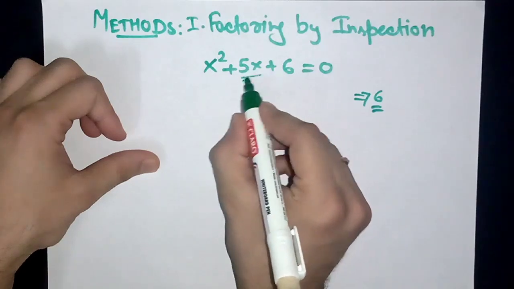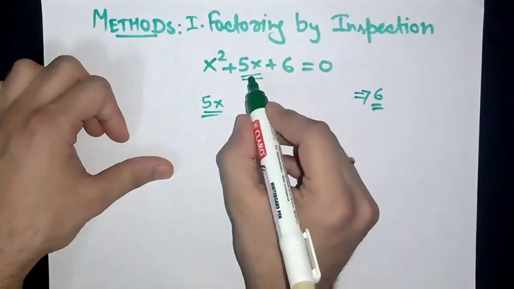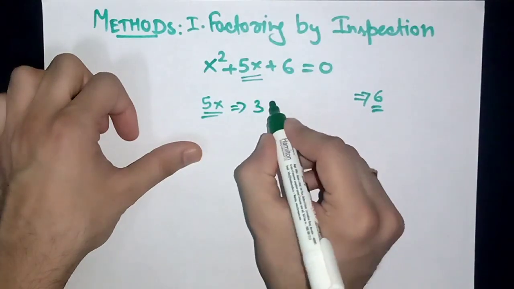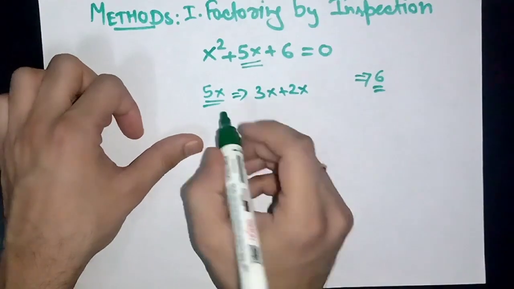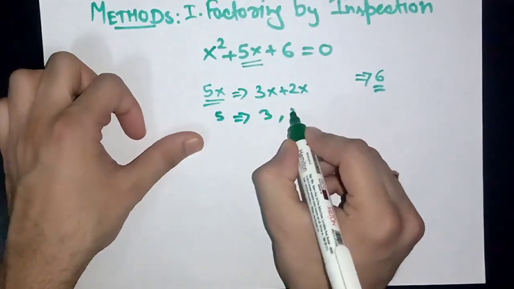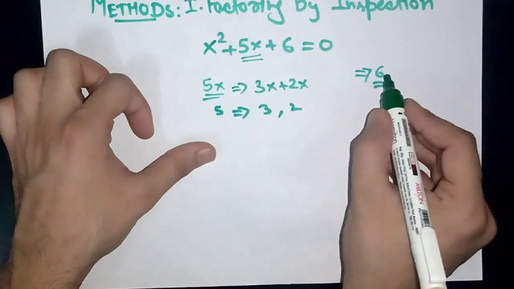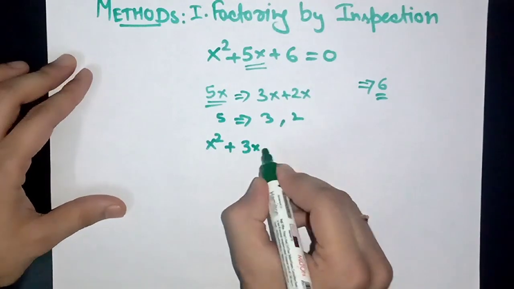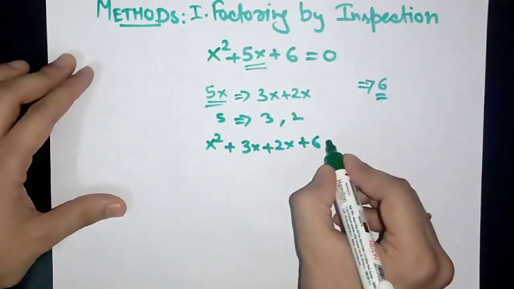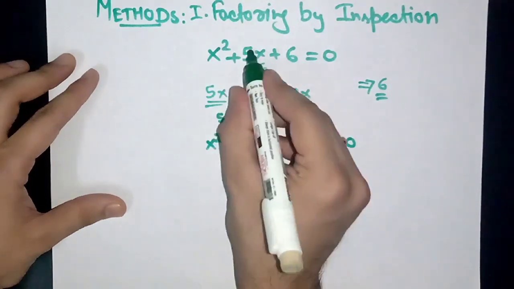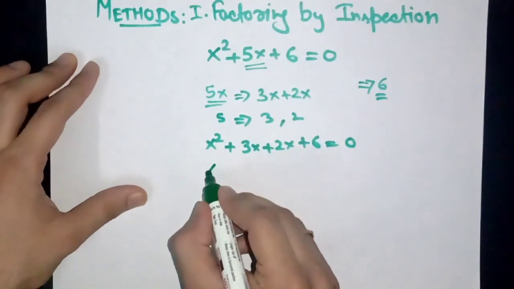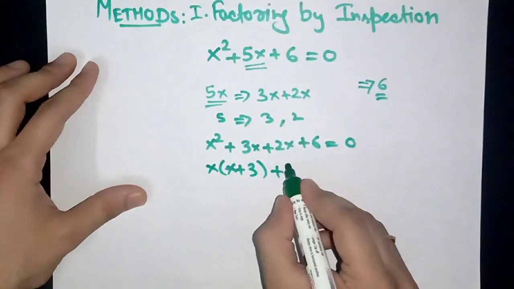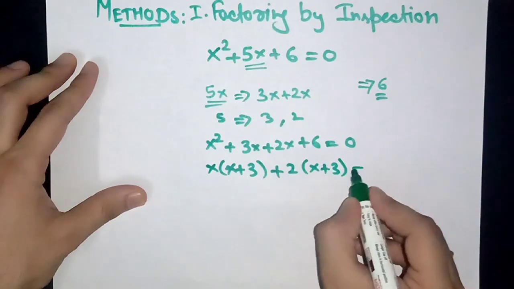Now you need to break 5x in such a way that their product becomes 6, which is 3x + 2x. 5 can be broken down into 3 and 2; their sum is 5 and their product is 6. So we can rewrite this equation as x² + 3x + 2x + 6 = 0. Taking x common, x(x + 3), plus taking 2 common, 2(x + 3) = 0.